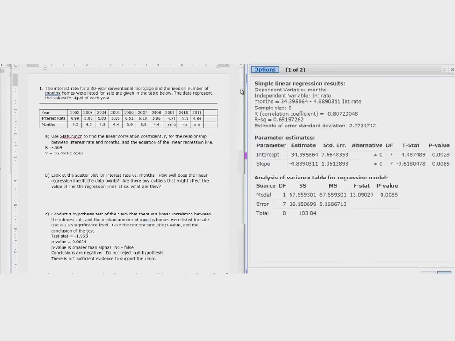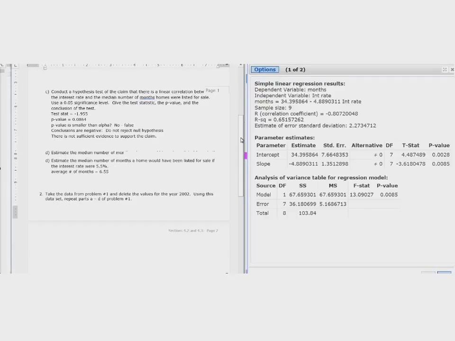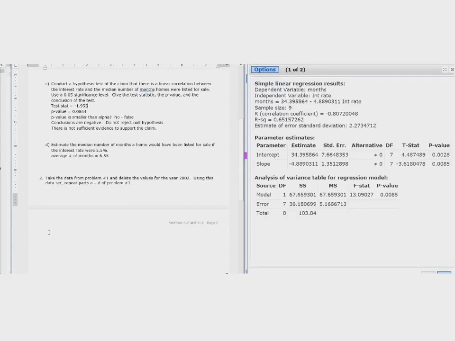Okay, so if we were just looking at parts C and D for this one, for part C, we could list our test statistic, which would be negative 3.62, and our p-value, which would be 0.0085.